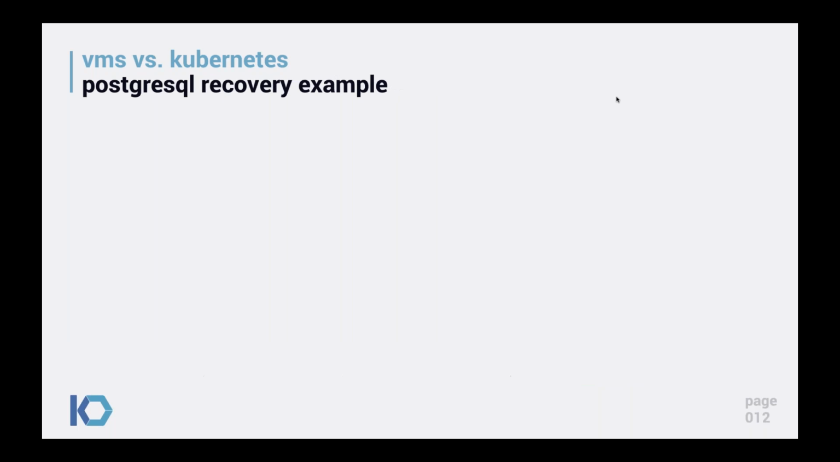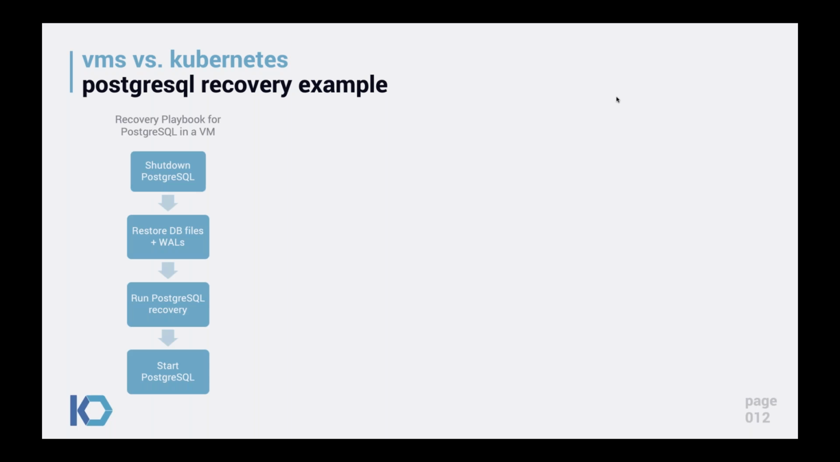Let me make this more concrete by showing you an example of how one would recover, say, a Postgres database in the VM world. It generally looks very simple. You shut Postgres down. My mouse seems to have disappeared. You shut Postgres down. You restore the backups. Maybe you have logs you apply to it. You run recovery. You restart that backup.